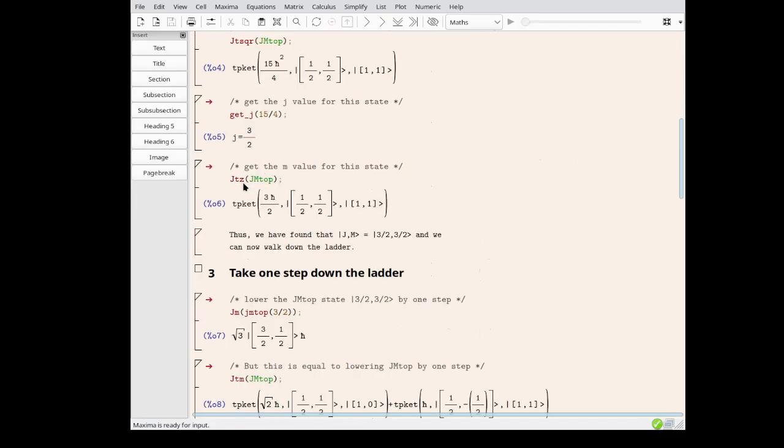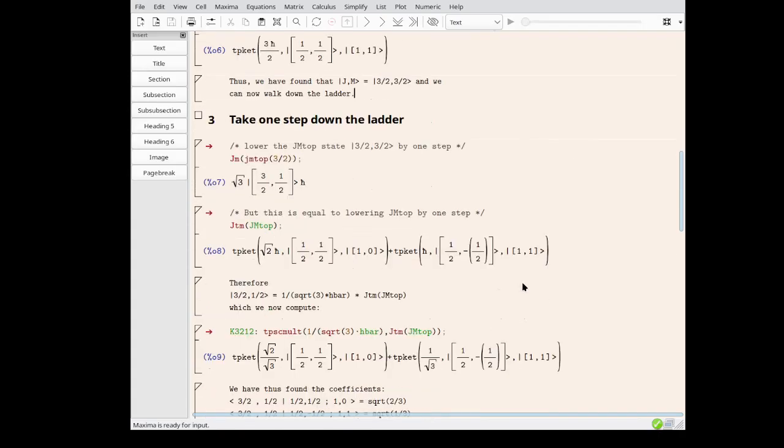And we can confirm that because J total Z for this JM top state is 3/2 h bar. The common factor is 3/2 h bar. Okay, thus we know that the total JM is 3/2, 3/2. And now we can just walk down the ladder. If we look at the total JM state, which is this 3/2, 3/2, and we calculate J minus, then we will get square root of 3 times h bar, and we're taking J minus of this state, so we're going to lower the M value by 1, so it goes from 3/2 to 1/2.